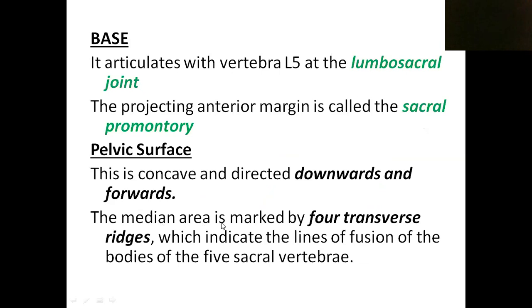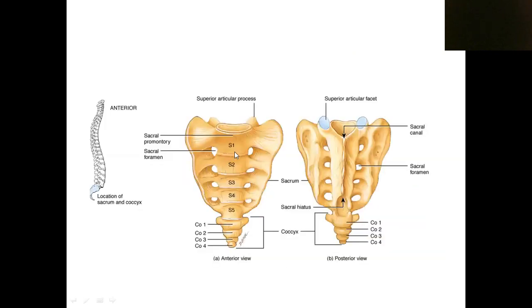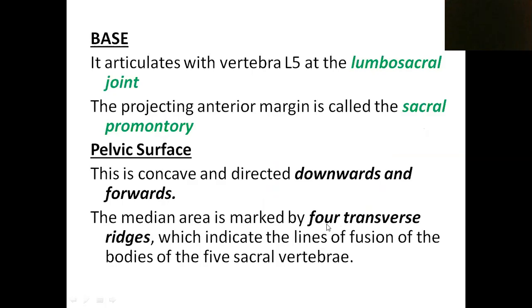Then the median area is marked by four transverse ridges, which indicate the line of fusion of the bodies of the five sacral vertebrae. Just by that, we can see some ridges. Those ridges represent the line of fusion of these vertebrae. The first and second vertebrae join here, and there we can see a ridge. The second and third vertebrae join here, and there also we can see a ridge. So we can see four transverse ridges.